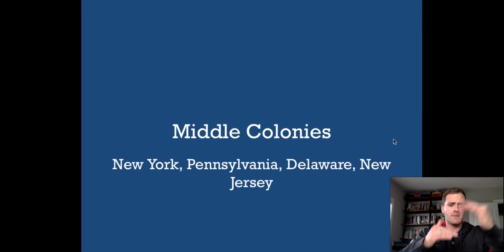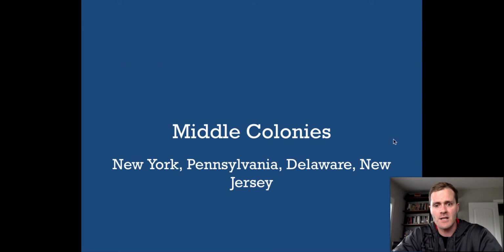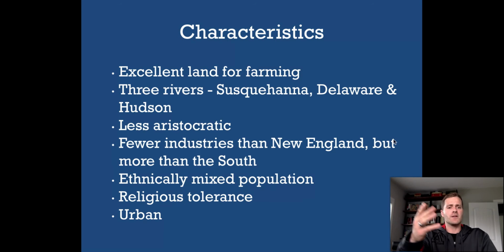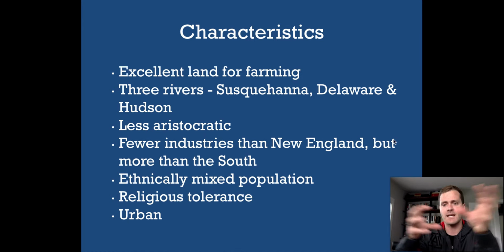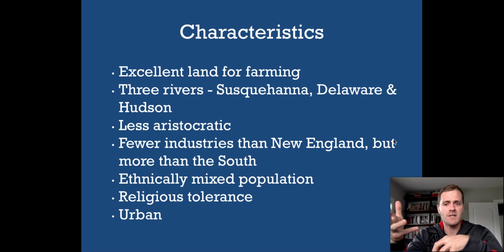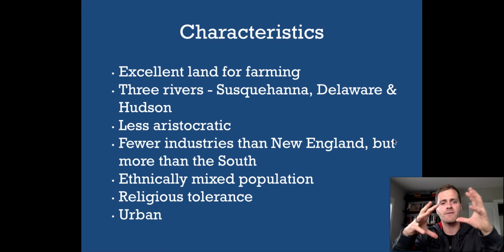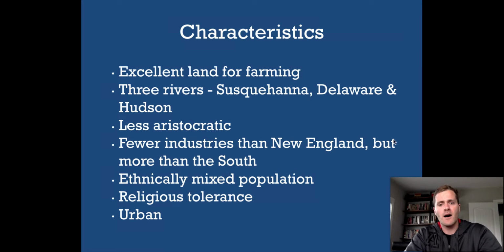Now, the middle colonies are going to be kind of a combination of both regions: New York, Pennsylvania, Delaware, and New Jersey. The middle colonies have excellent land for farming, whereas in New England they do not. Excellent land for farming and 3 very navigable rivers that allows for goods to be transferred in and out. The middle colonies are going to be much less aristocratic and much more diverse in its economic structure and its economic foundations.